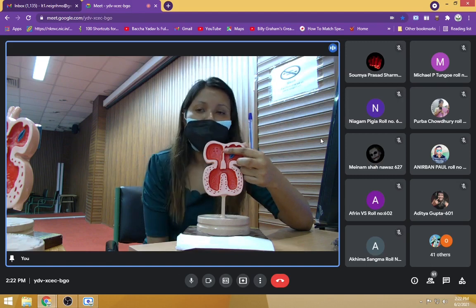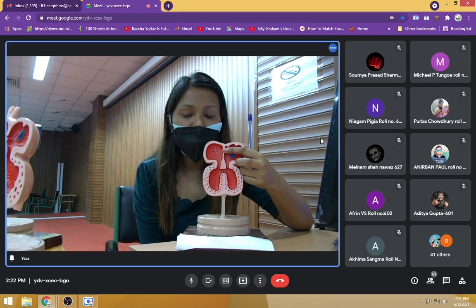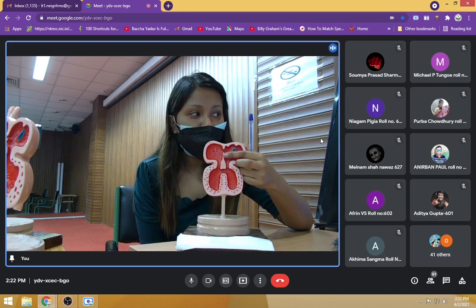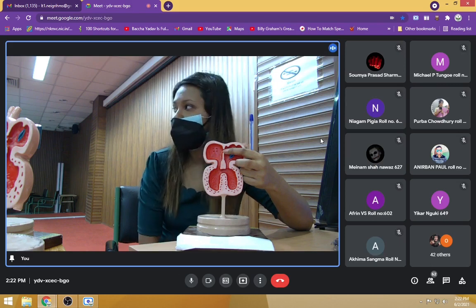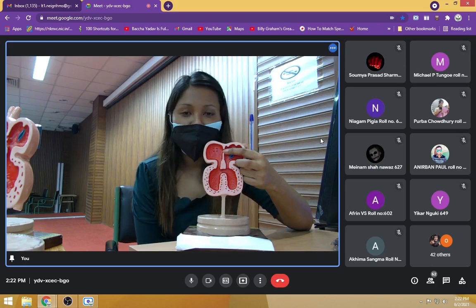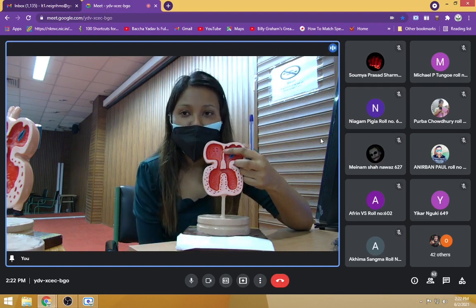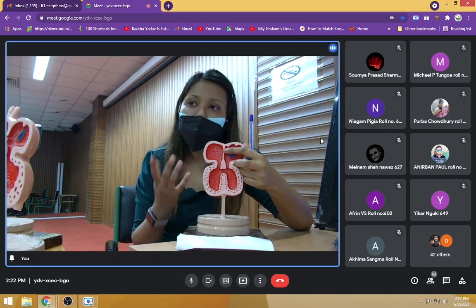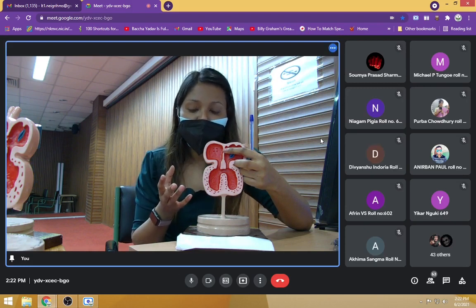So if a question is asked in the exam, who forms the fossa ovale? Your answer will be septum primum forms the fossa ovale. And one more structure is there, we will study in the next class in the interior of the heart: limbus fossa ovale or annulus fossa ovale. The annulus fossa ovale is an elevation around the fossa ovale which is formed by septum secundum. So if the question comes, fossa ovale is formed by septum primum, limbus fossa ovale is formed by septum secundum.